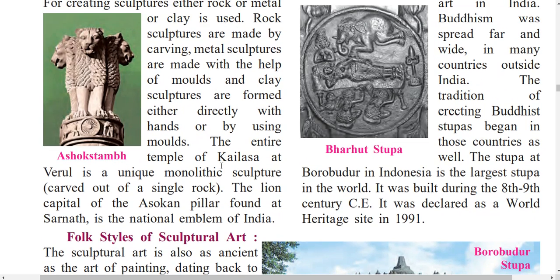The entire temple of Kailasa at Verul is a unique monolithic sculpture carved out of a single rock. The lion capital of the Ashokan pillar found at Sarnath is the national emblem of India. This is the Ashoka Stambha.